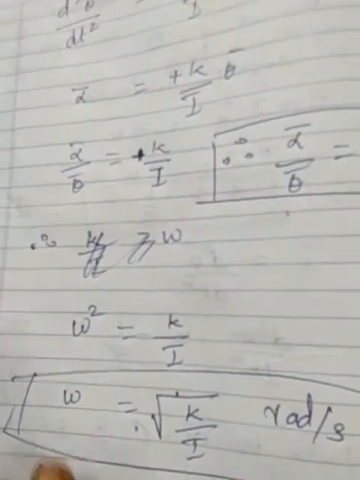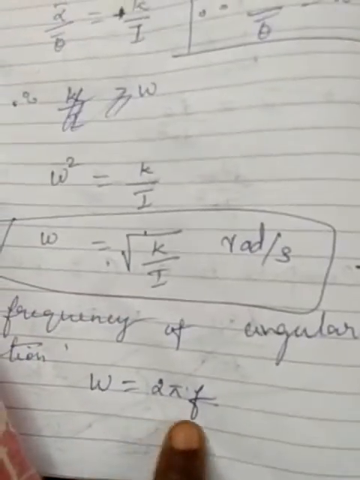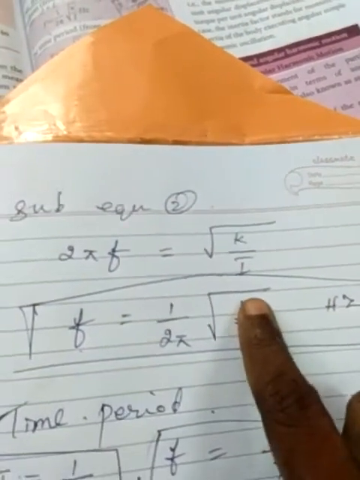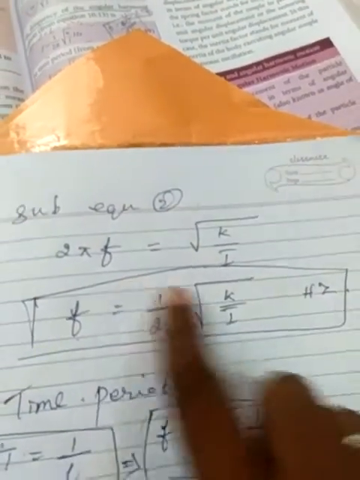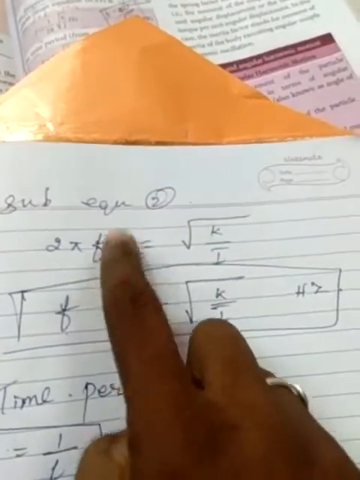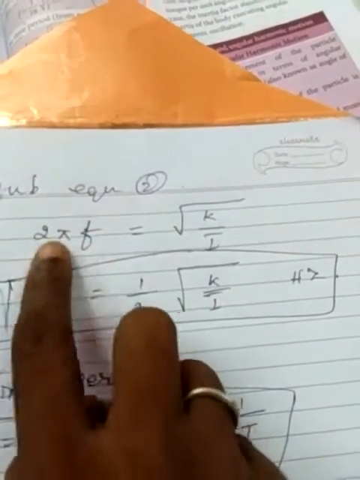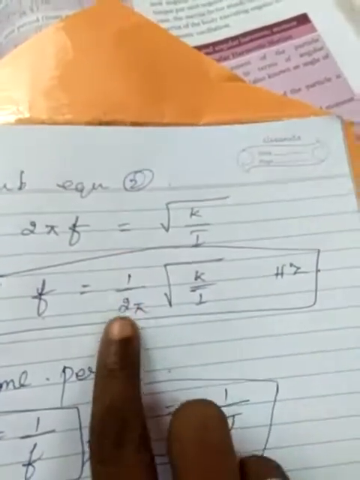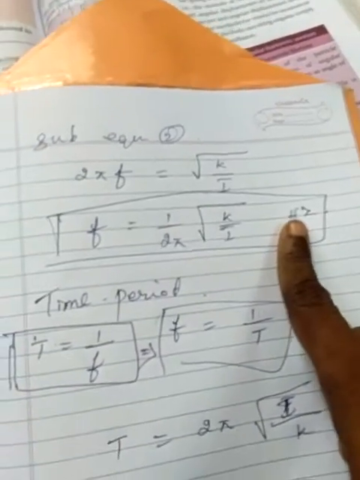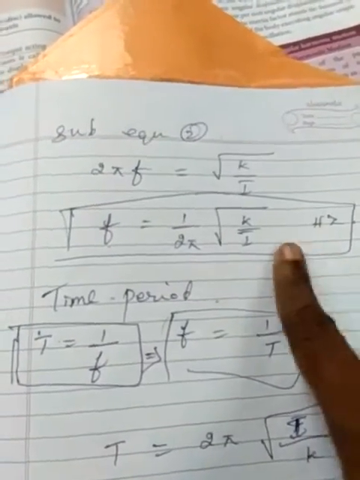In this equation, instead of omega we apply 2 pi f. So 2 pi f equals the root of k by I. We want to find only the frequency, so keep f here. The 2 pi goes to the other side, so f equals 1 by 2 pi root of k by I. The unit of frequency is hertz, so we put hertz.